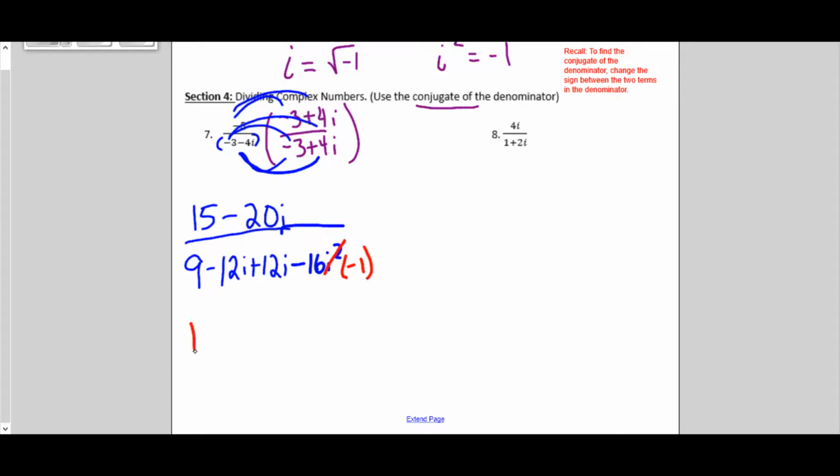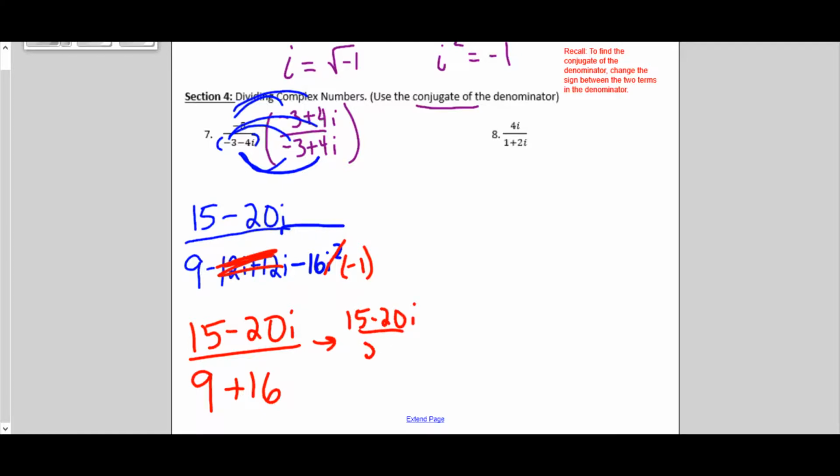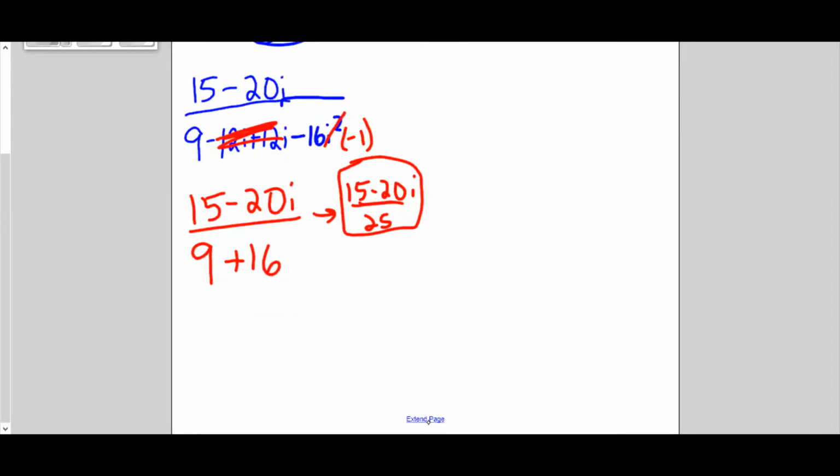And then simplify this. So this will be 15 minus 20i divided by 9. And then the -12i and the +12i cancel out. Those add up to 0. And then -16 times -1 is +16. So simplifying would be 15 minus 20i over 25. You could leave your answer like that, but it would be nice to simplify, because 15, 20, and 25 are all divisible by 5. So this would be 3 minus 4i divided by 5. But either answer would be acceptable.